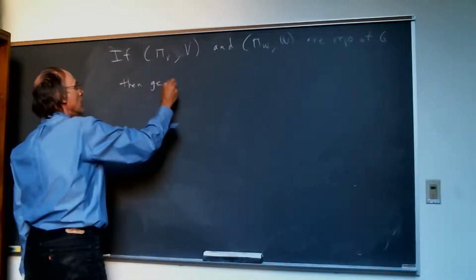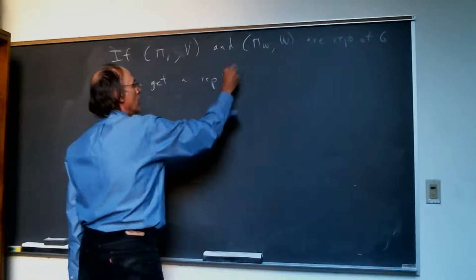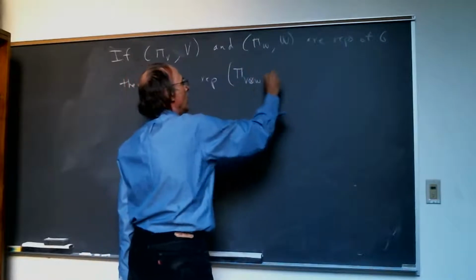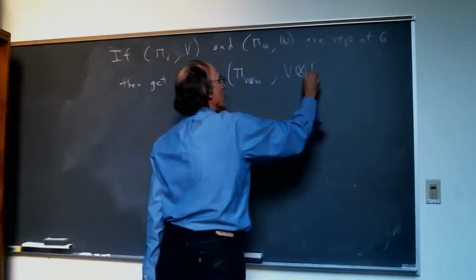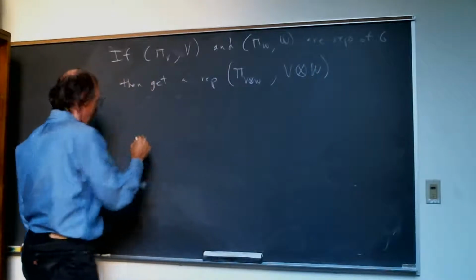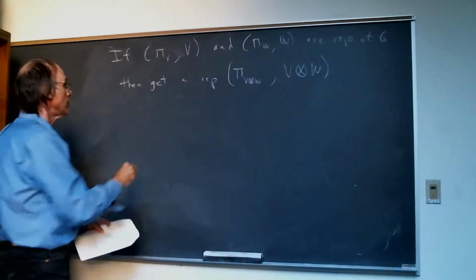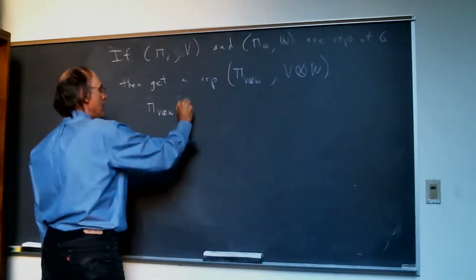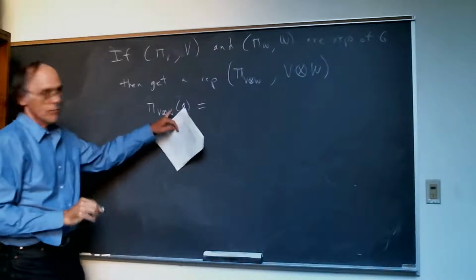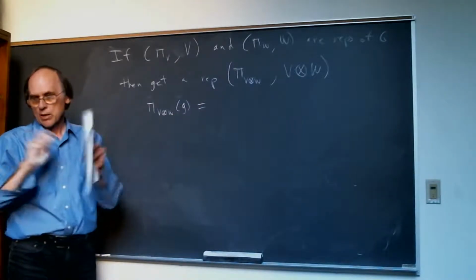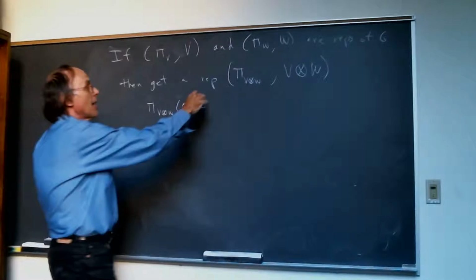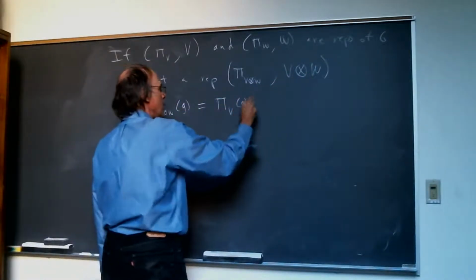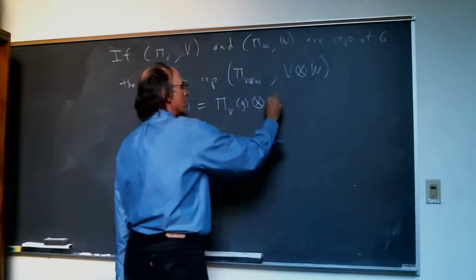pi of V tensor W of g, and it's given by the following. Remember that we can take tensor products of linear operators and get an operator on the tensor product space. So you just take pi V of g and pi W of g and the tensor product as operators.